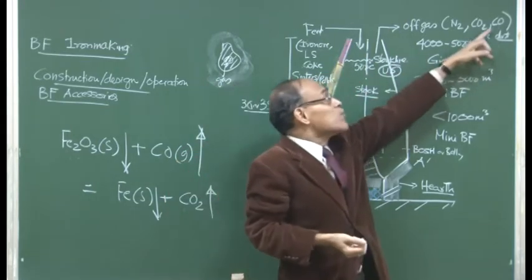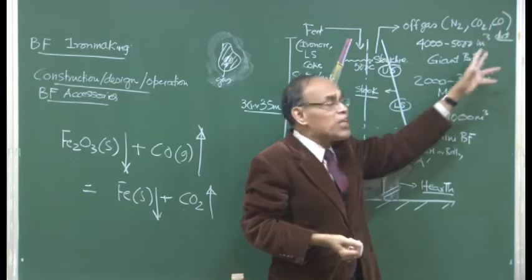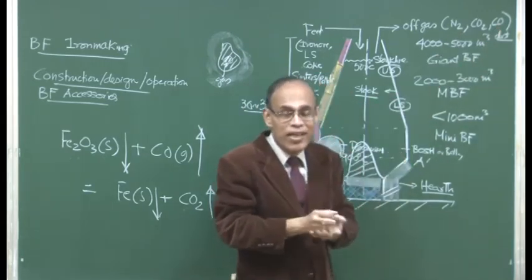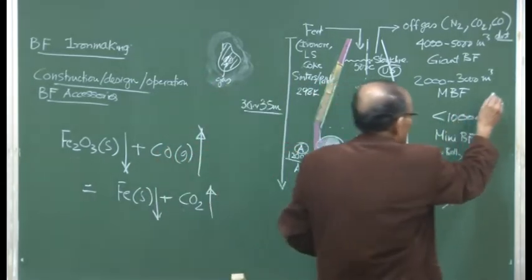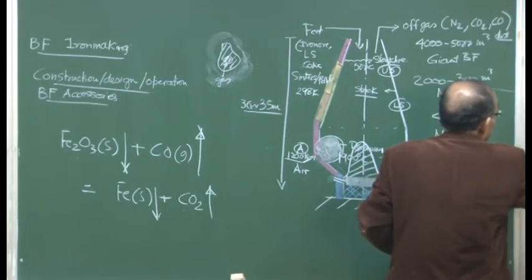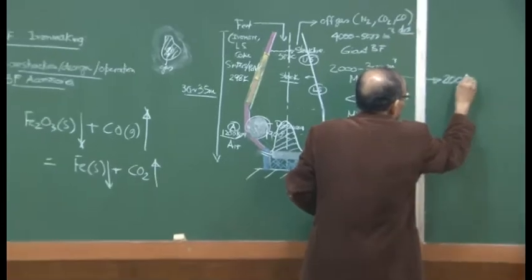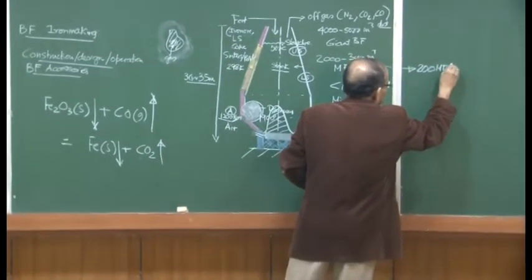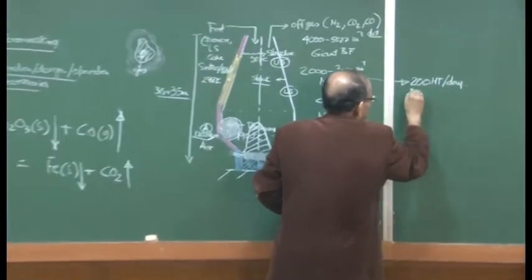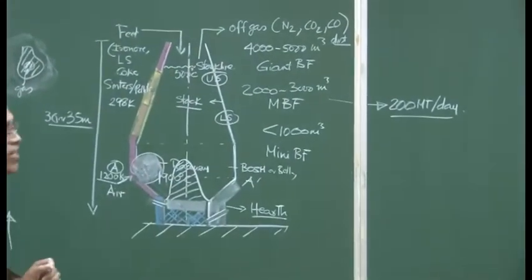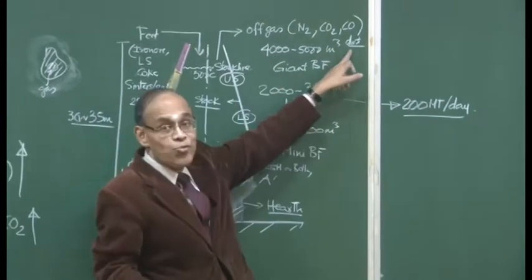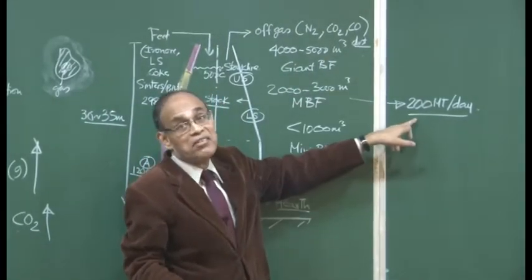So, it contains poisonous gases like carbon monoxide, it contains enormous amounts of dust, and if you look at modern blast furnaces, how much dust is produced? We will do a calculation later on. It is about 200 metric tons of dust a day. That is the amount of dust which flows out along with the gas. So, the gas, as you can see, contains dust, which is a valuable material, 200 tons per day.